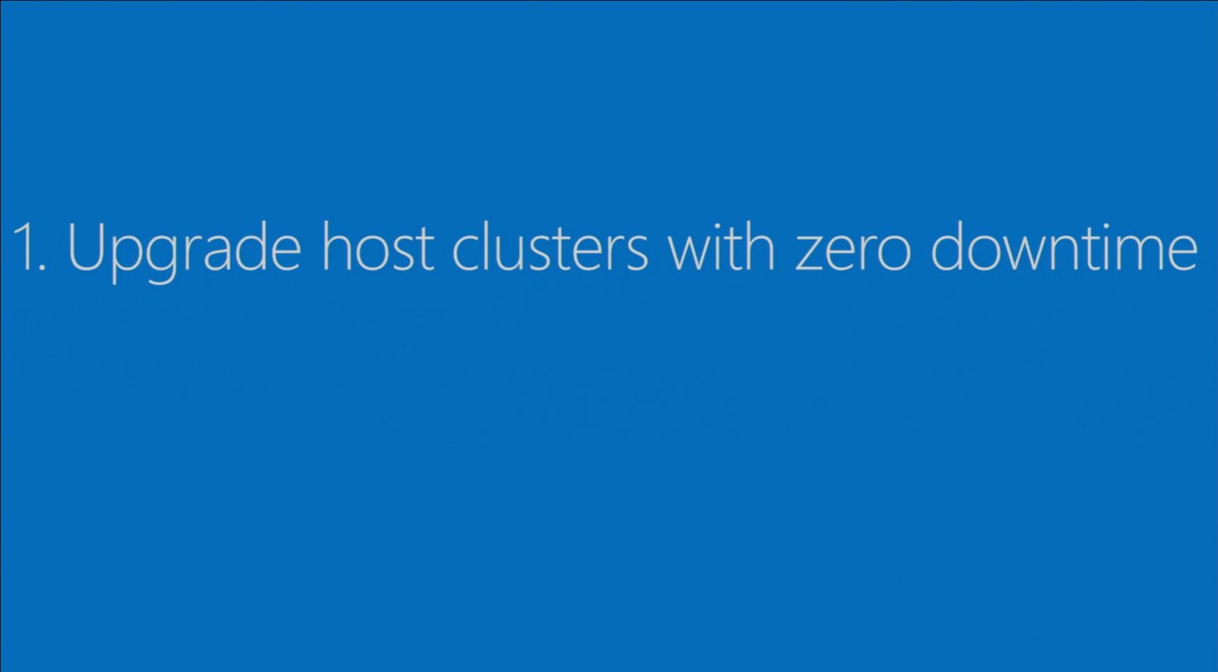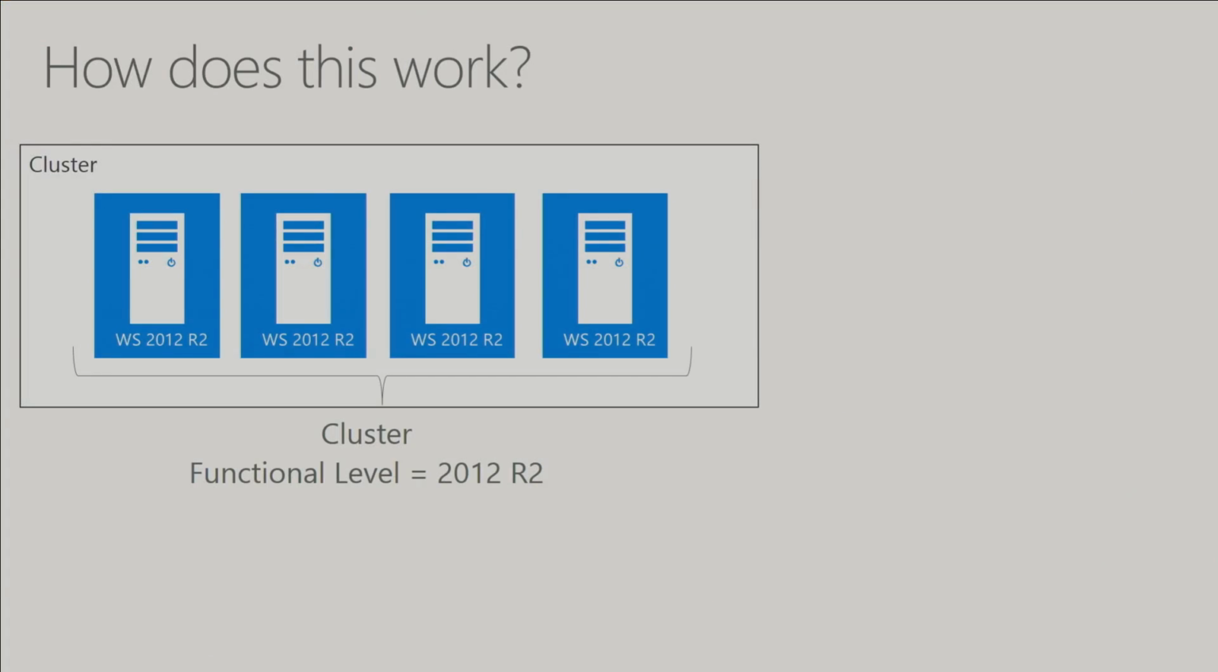Let's say you already have VMM 2012 R2 managing a bunch of Windows Server 2012 R2 clusters. You can upgrade VMM 2012 R2 to VMM 2016. I'm not going to cover that here, but that also can be done with near 0 downtime. Once you're on VMM 2016, then the first thing that you would like to do is to upgrade your host cluster to the latest version of the OS. And this is how it looks like. This is a 4-node 2012 R2 cluster.